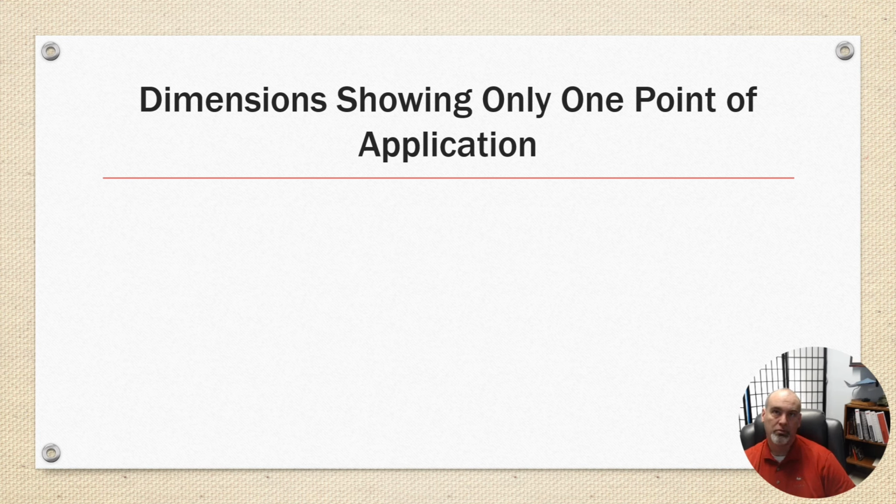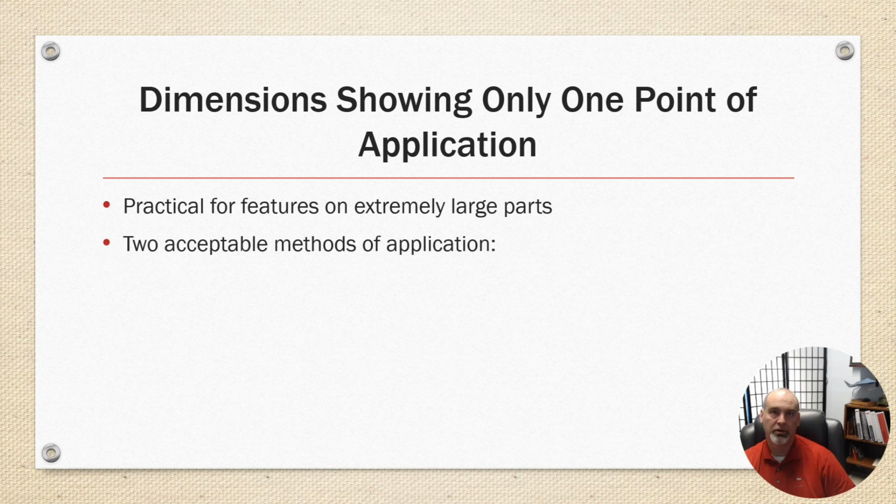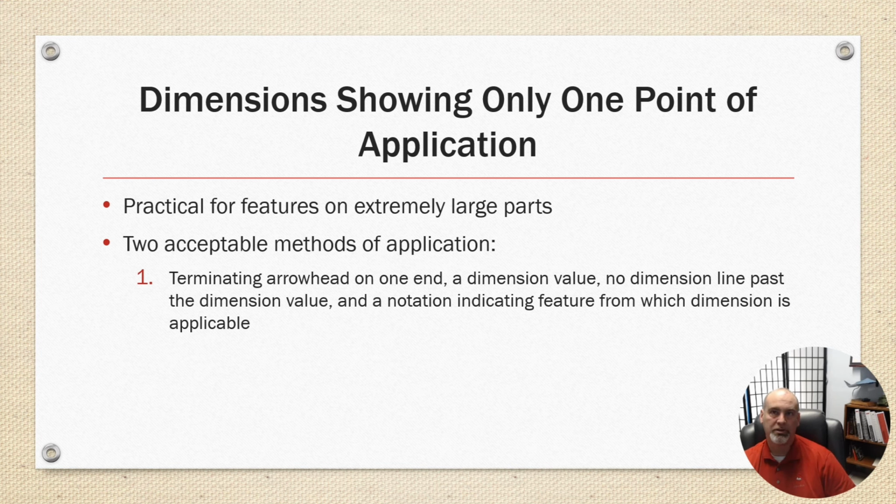Dimension showing only one point of application. This is practical for features on extremely large parts. There are 2 acceptable methods of this application. You can terminate an arrowhead on one end, with a dimension value, no dimension line past the dimension value, and a notation indicating the feature from which the dimension is applicable. So it's for when your part is bigger than the actual sheet size. Or you can terminate the arrow on one end of a dimension value, with a notation indicating the feature from which the dimension is applicable, and a short dimension line past the dimension value with a double arrowhead.